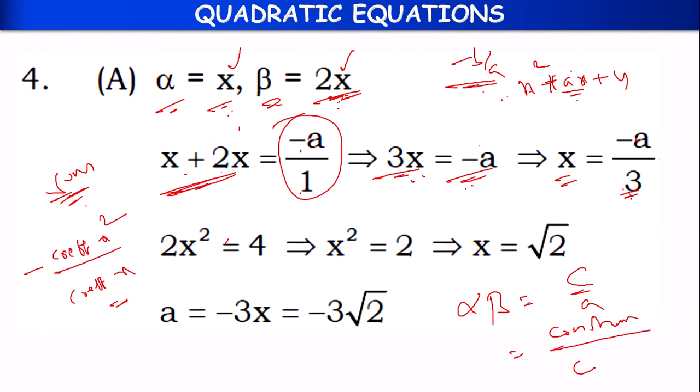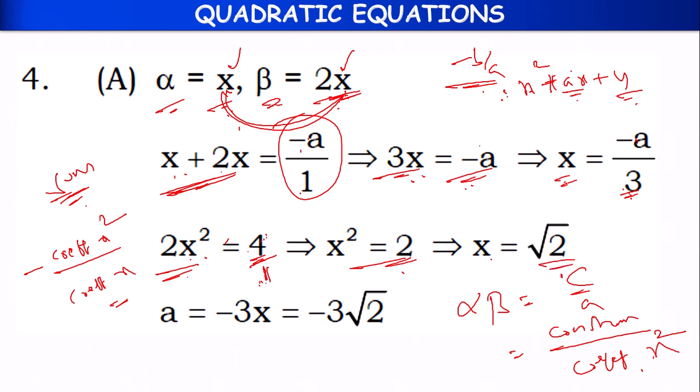And we know that product of roots alpha beta equal to c by a, means constant term by coefficient of x square. Here constant term is 4. Coefficient of x square is 1. So here x into 2x, product of roots. x into 2x is 2x square. c by a means 4 by 1. So 2x square equal to 4, or x square equal to 4 by 2, which is 2, or x equal to root 2.